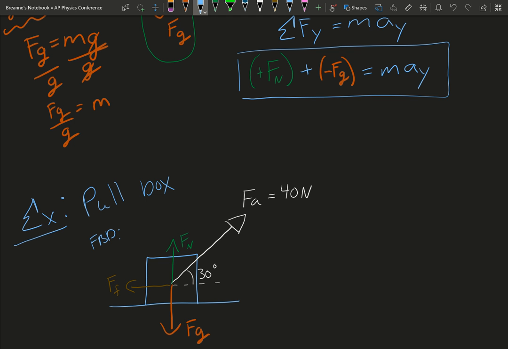Sadly enough, though, this isn't useful for us because we have a force that's at an angle. It's moving in both the x and y direction. So we have to break that down.